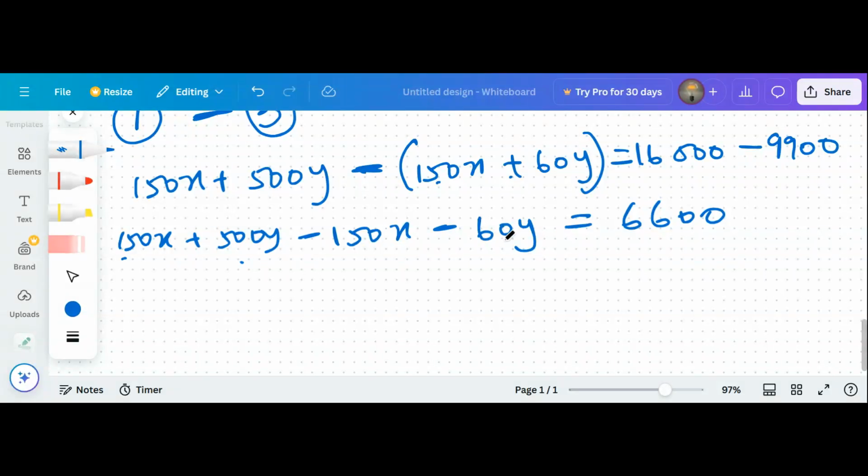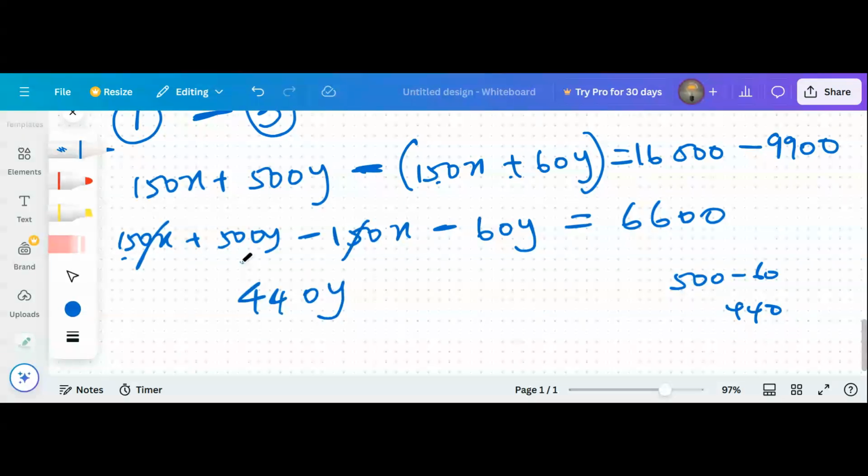500y minus 60y. 500 minus 60 is 440. So 440y. This is equal to 6,600. Now you see x is gone. That is the reason we multiplied by 30. Now x is gone. Only y is there. So we can easily find it.